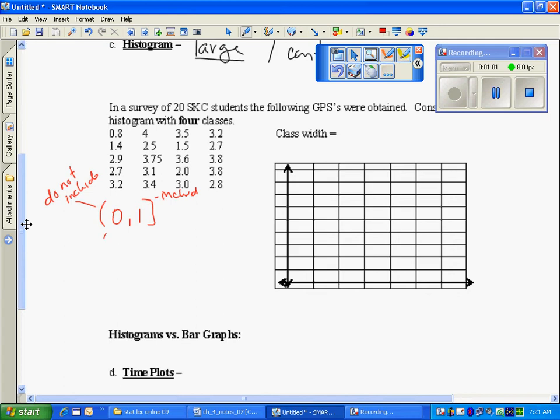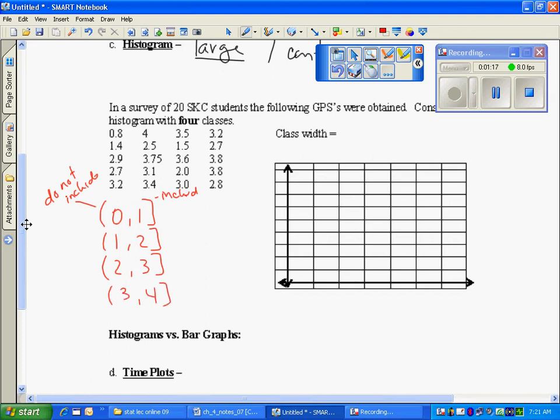The next class would go from a 1 to a 2. The 1.0 is in class 1. The 1.1 would land in class 2. 2 to a 3, and a 3 to a 4.